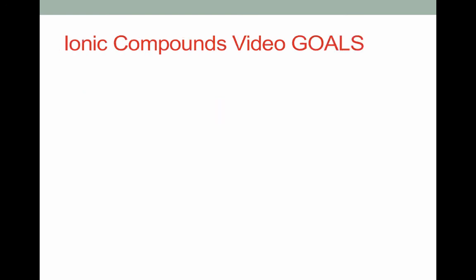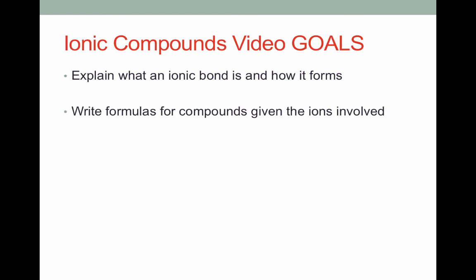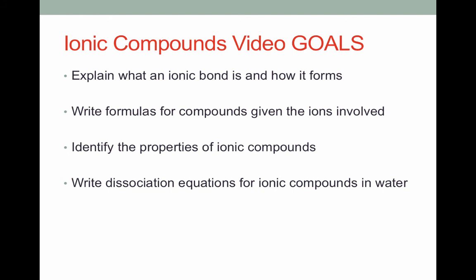That brings us to the end of this video. Let's review our goals. First, we looked at what an ionic bond is and how it forms. An ionic bond, recall, involves the transfer of electrons from one atom to another, and then the attraction between the resulting positive and negative ions. Then we learned how to write formulas for compounds given the ions involved. We use the crisscross method as a shortcut in order to balance charges. Then we looked at the properties of ionic compounds. And finally, we looked at how they dissolve in water and how to write dissociation equations for those ionic compounds in water.